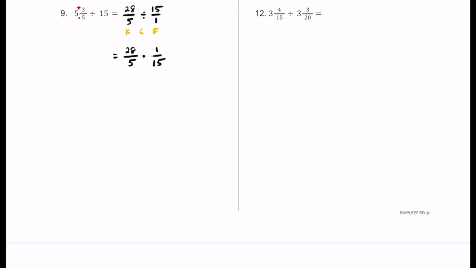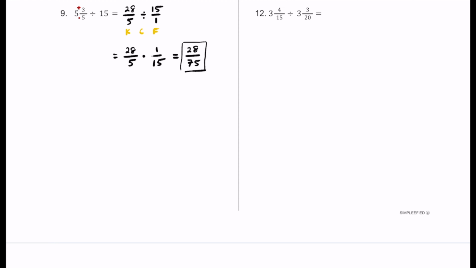So at this point, I don't see anything in common. 28 doesn't have any common factors with 5 or 15. So since everything is relatively prime here, 28 times 1 is 28, and 5 times 15 is 75. I think that's going to be it. And so we can go ahead and say that would be the final answer, or the quotient.